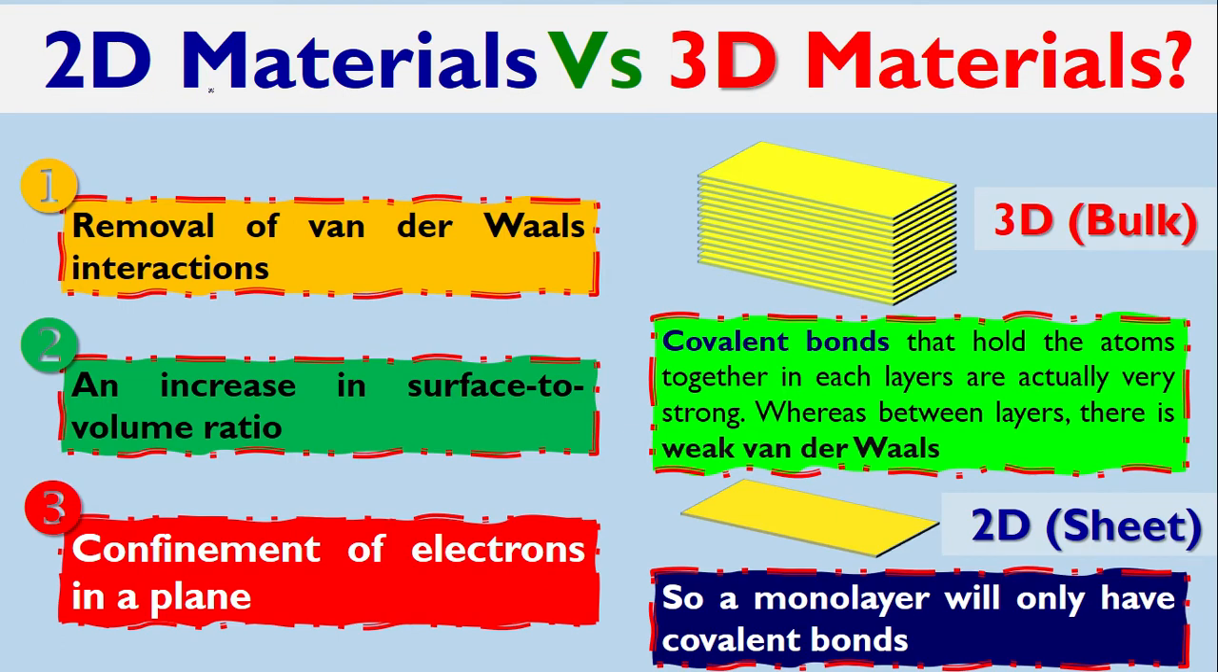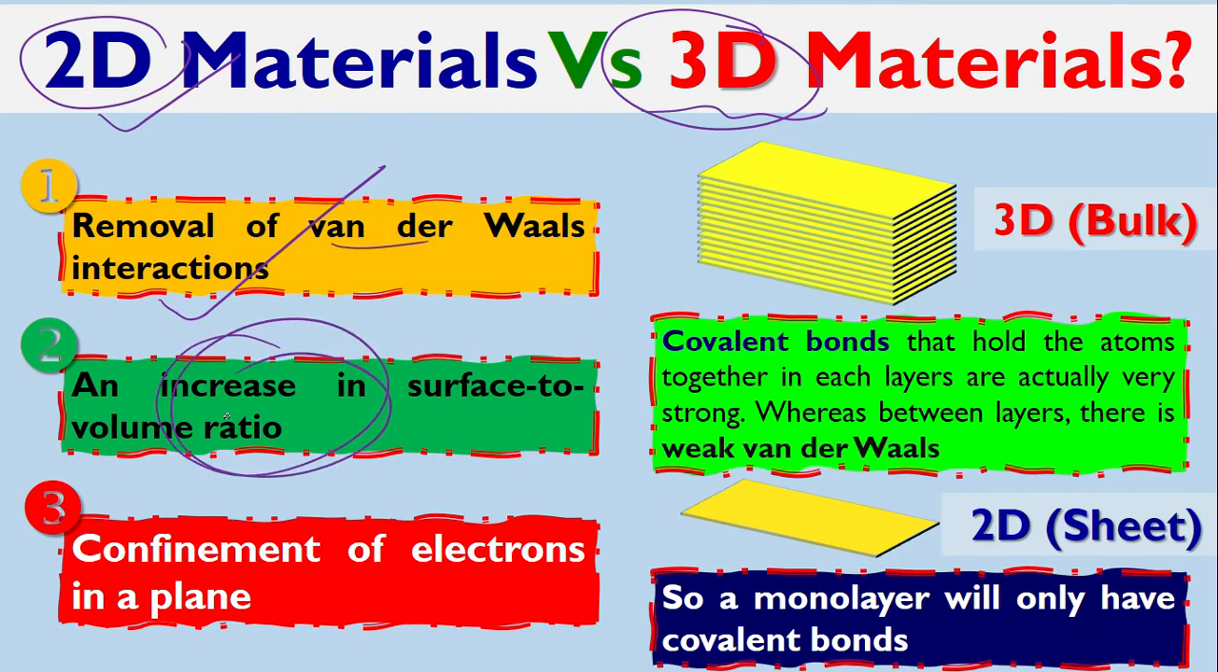What happens to a material when it transforms from three dimension to two dimension? What changes occur in a material when it goes from three dimension structure to two dimension structure? There are three major changes. The first one is removal of van der Waals forces. The second one is a significant increase in surface area. The last one is quantum confinement.